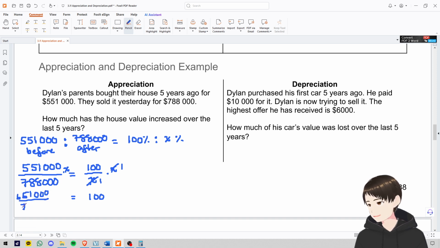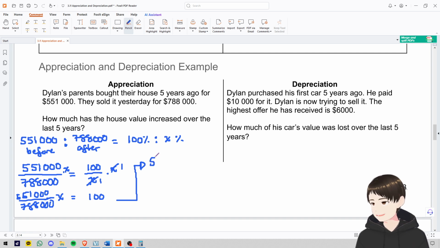551,000 over 788,000 x. Okay, we're moving on. I still don't like the 788,000 on the left side. But seeing as how it's dividing, I'm going to multiply both sides by 788,000. And it gives me left side being just 551,000 x. And on the right side, it's 788,000 and then another 2 zeros.